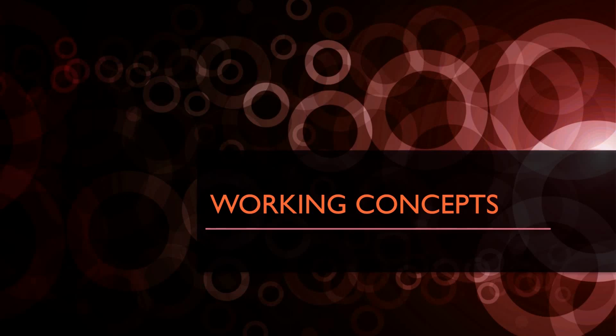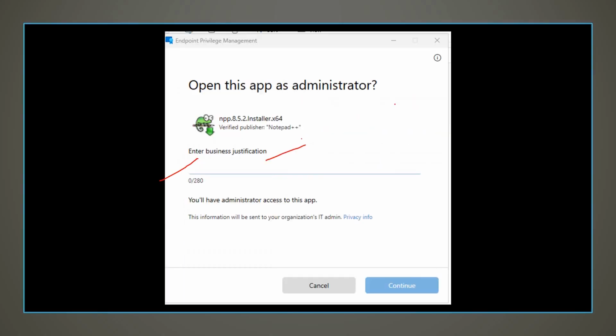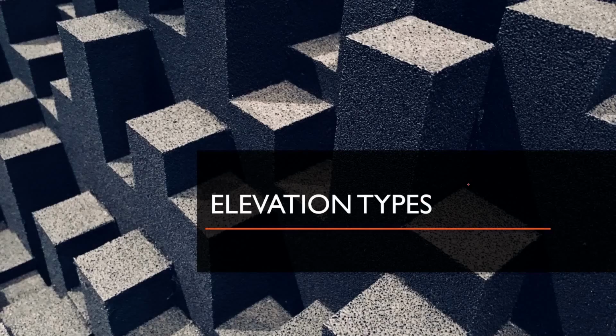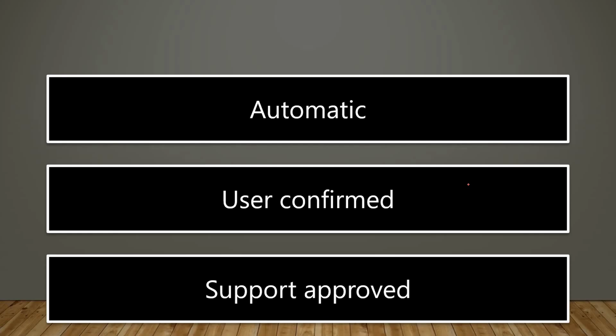All right. So now, when I said that this prompt comes up whenever we have to enter a business justification, let's understand more on this point. And this is where the elevation types come into the picture. So there are three kinds of elevation types, and these elevation types determine what is going to be the end behavior when the end user launches an application by clicking on run with elevated access, or let's say the operating system is able to detect the same automatically. So we have three options: automatic, user confirmed, and support approved.